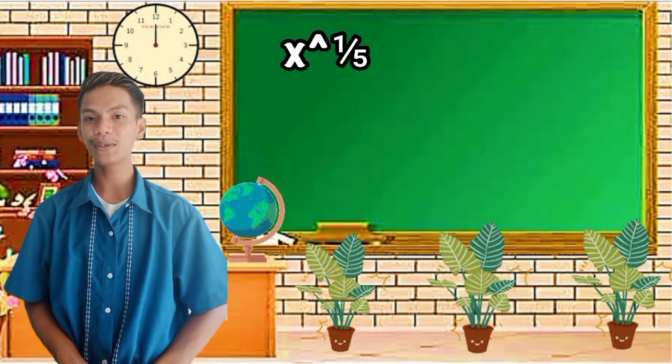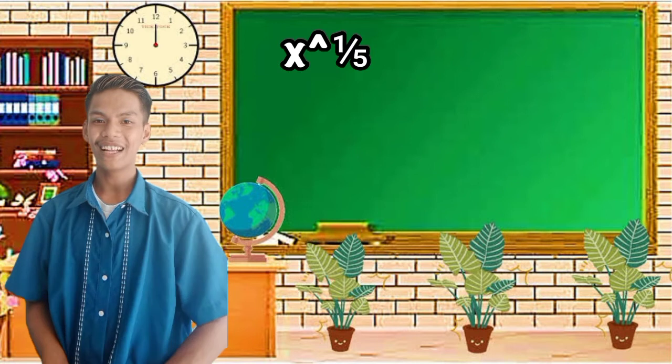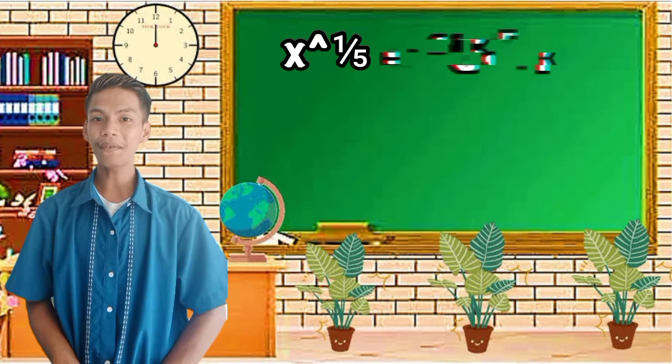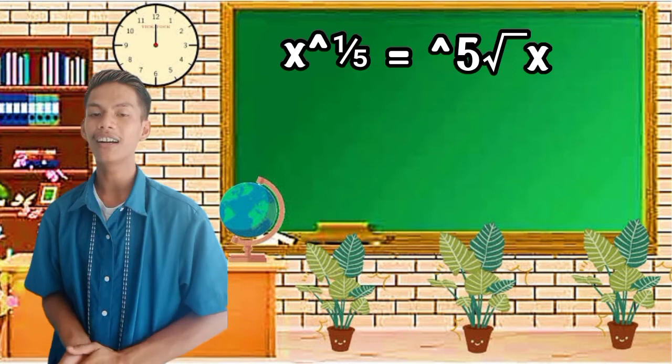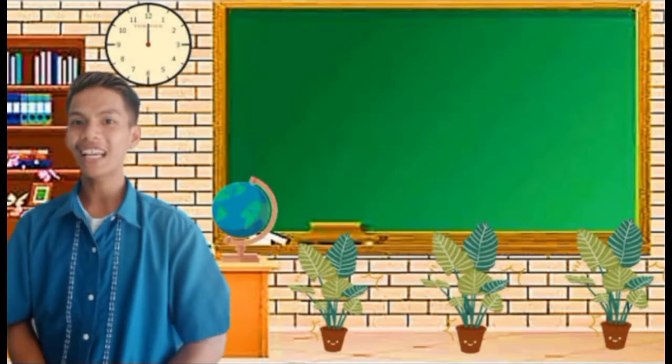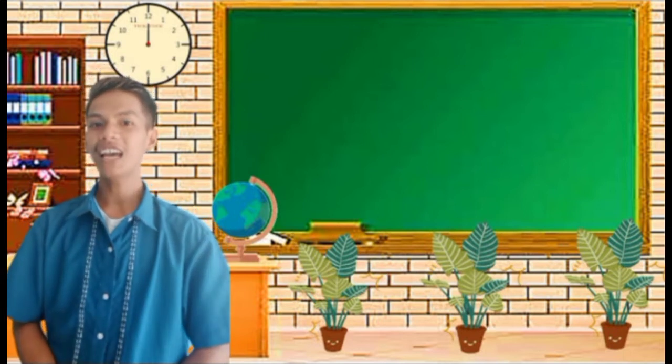Another example of rational exponent for you to understand clearly. x raised to 1 over 5. What could be the answer here? Very good. The fifth root of x. So I guess you understand our lessons for today. For you to test your understanding regarding our topic today, let us have a group activity.